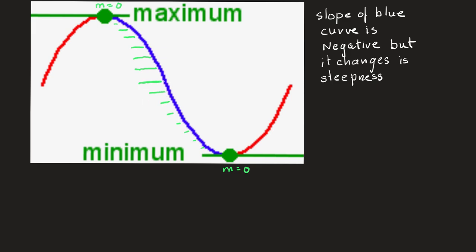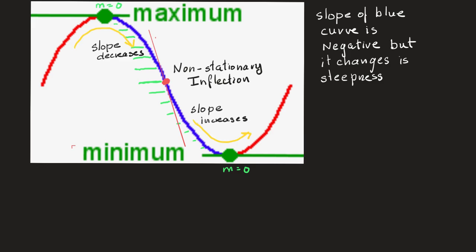point the curvature changes. Can you see that at this point the tangent goes through the curve? This point is called the non-stationary inflection point, and this happens at the junction where the slope decreases and the slope increases. In other words, between the concave part of this and the convex part of this.